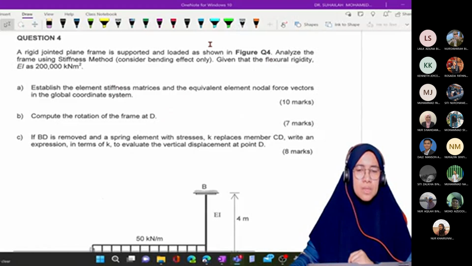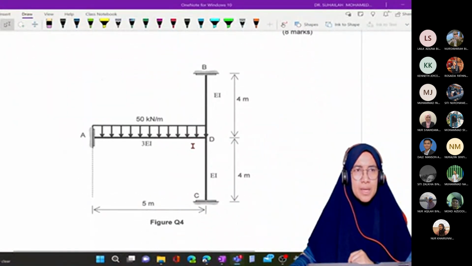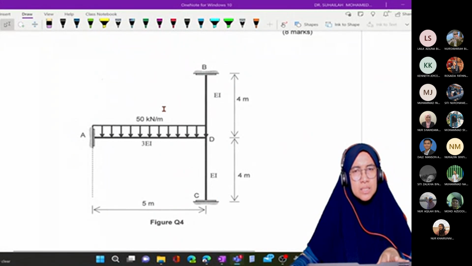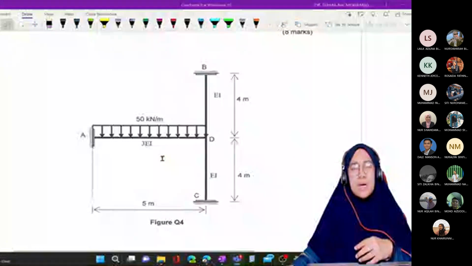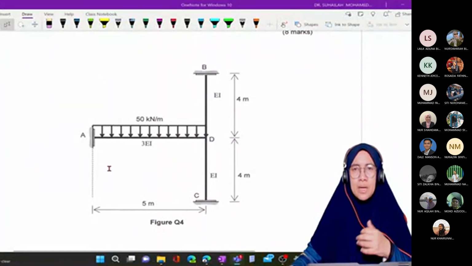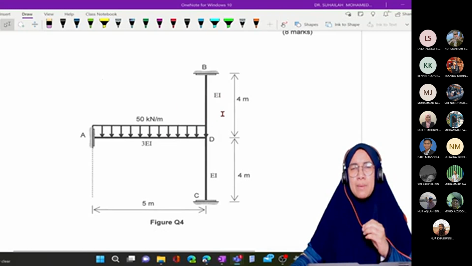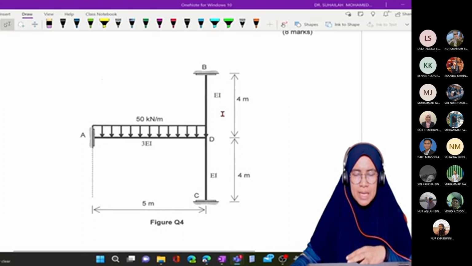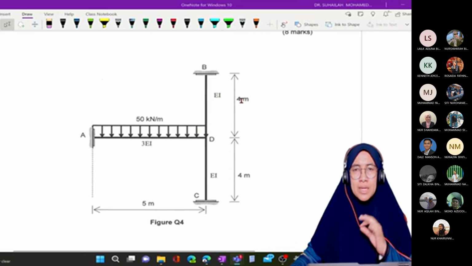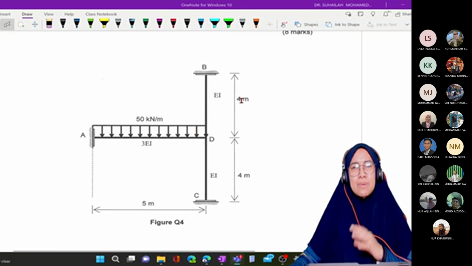So this is the frame. This has 1, 2, 3, three elements. This diagram is labeled conventionally. We label A, B, C, D, not numbering 1, 2, 3, 4, it doesn't matter. The most important thing is we know that members and elements are the same thing. So from this, we know that we have 3 members or 3 elements.